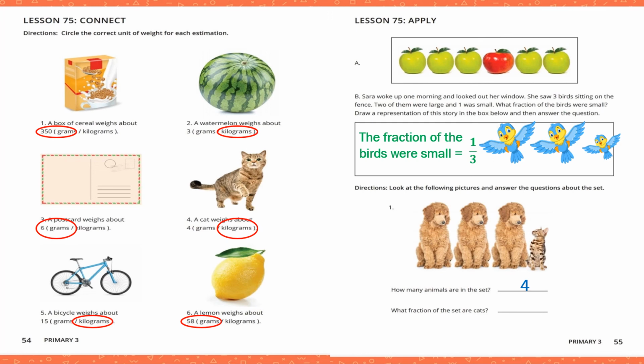What fraction of the set are cats? How many cats here? Only 1. 1 out of what? Out of 4. We write in the numerator only cats, which is 1. And in the denominator we write all animals, cats and any animal different than cats. So the total will be 4. So the fraction is a quarter, 1 over 4.